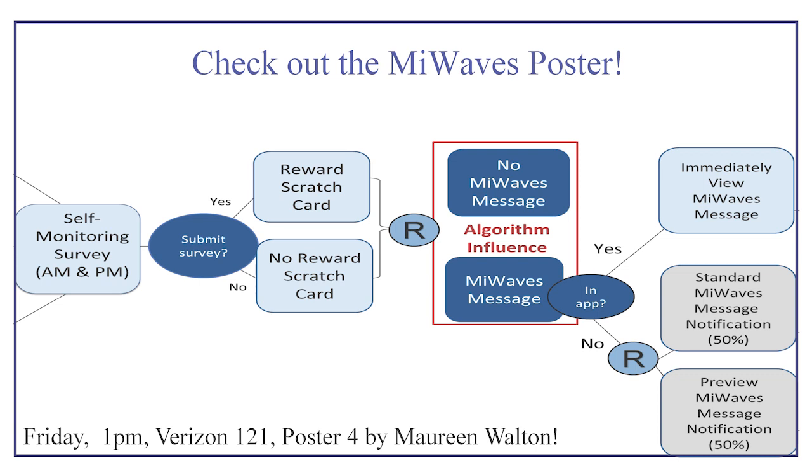This is just a part of the MyWave study. It goes out on this side and it goes out on that side, but here's where the algorithm is, in red. The reinforcement learning algorithm is going to choose at each time whether or not to send a message based on 3 tailoring variables. If you go to Maureen's poster, it's poster number 4. It's in room 121 on Friday at 1 p.m.